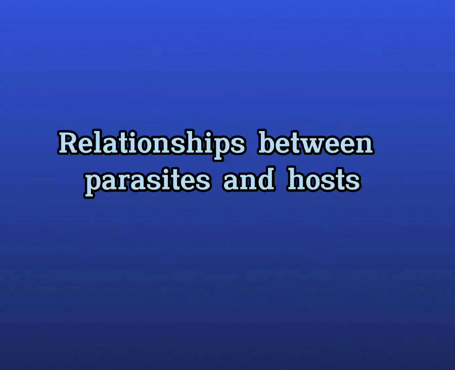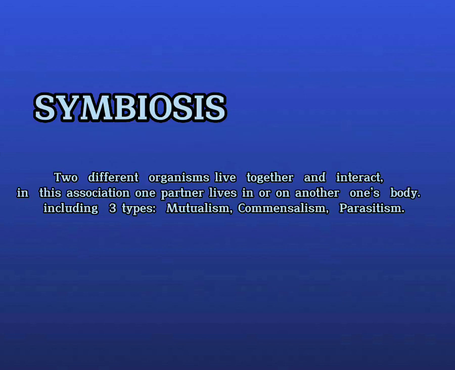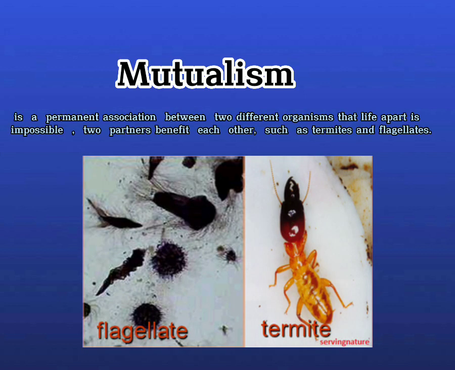Relationships between parasites and hosts. Symbiosis: two different organisms live together and interact. In this association, one partner lives in or on another one's body, including three types: mutualism, commensalism, and parasitism. Mutualism is a permanent association between two different organisms that life apart is impossible. Two partners benefit each other, such as termites and flagellates.